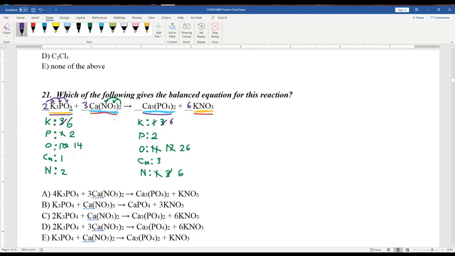And that's going to multiply everything in front of it. So I'm now going to have a total of 3 calciums. But then there's 2 nitrogens already in that compound. So 3 times 2 is going to give me 6 nitrogens. And then there's 6 oxygens already in that compound. So 3 times 6 is 18. 18 plus 8 from the K3PO4, the 2 of those. 18 plus 8 is 26. I now have 26 oxygens.